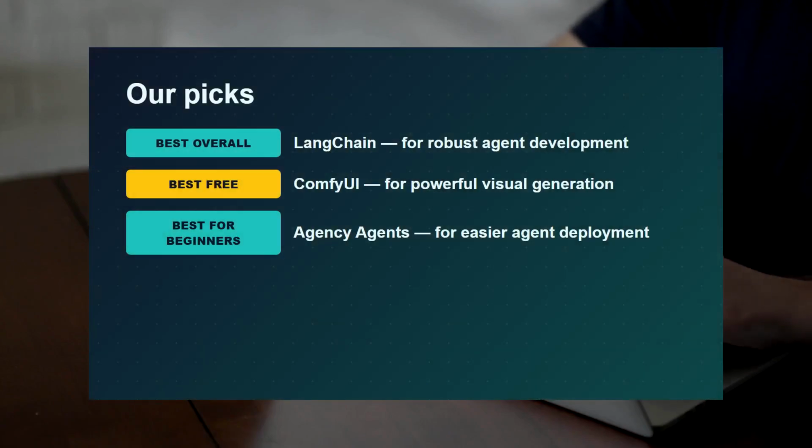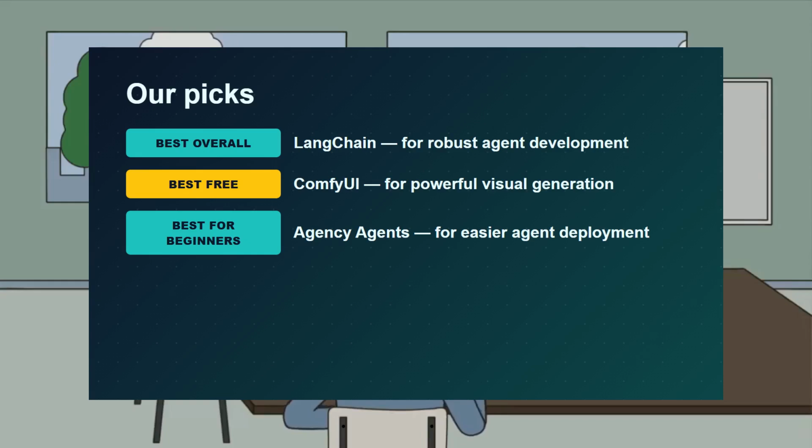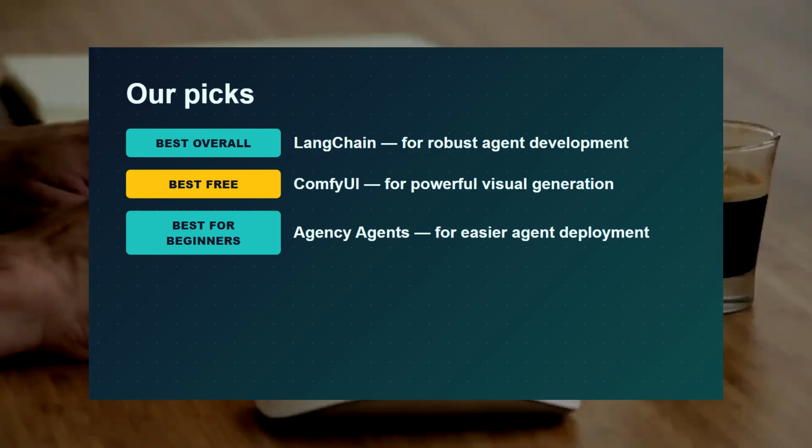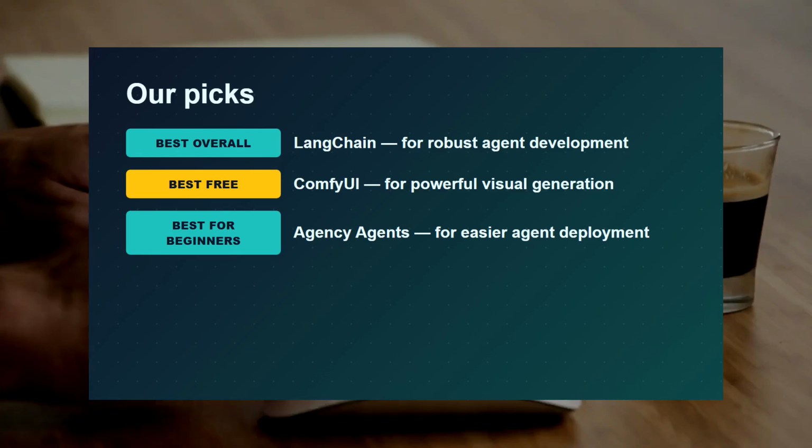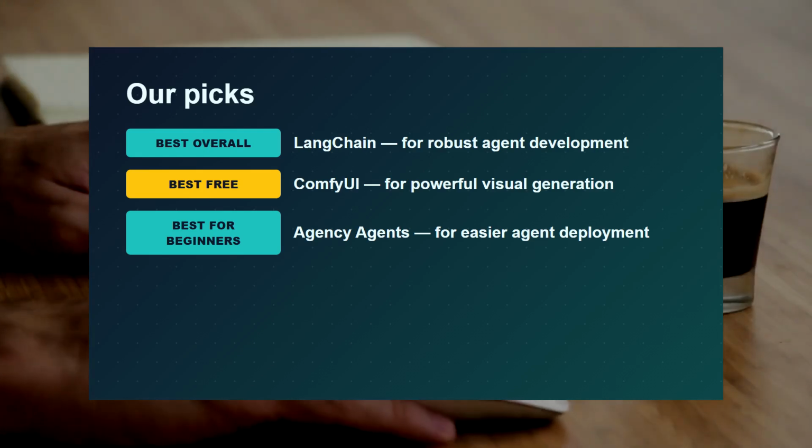For robust agent development, LangChain is the one to beat, offering unparalleled control. If you need powerful, customizable visual generation, ComfyUI is your go-to. And for easier deployment of those autonomous agents to tie everything together, Agency Agents provides a straightforward solution.